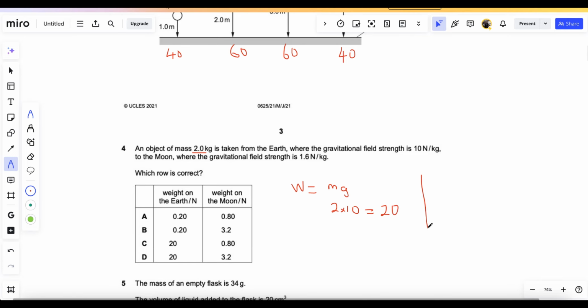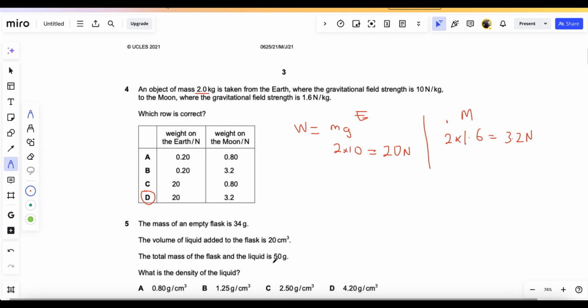On the moon, the weight will be 2 times 1.6, which is 3.2. So we have to look for the option that has 3.2 Newton on the moon. That will be the weight of the object. And so the answer is D. Here's earth, and here's moon: 20 Newton for earth and 3.2 Newton for moon. So we'll move on to the next one quickly.